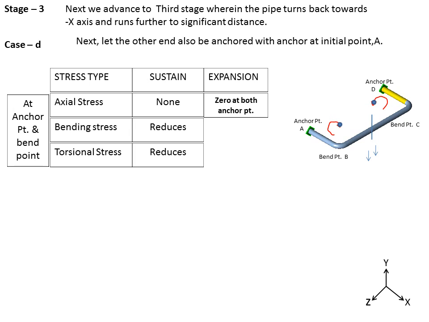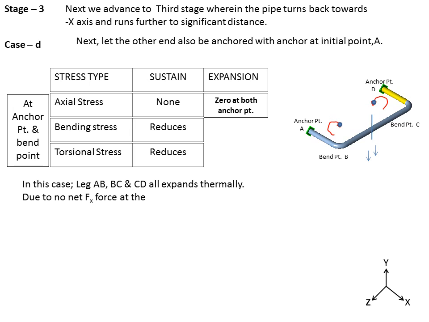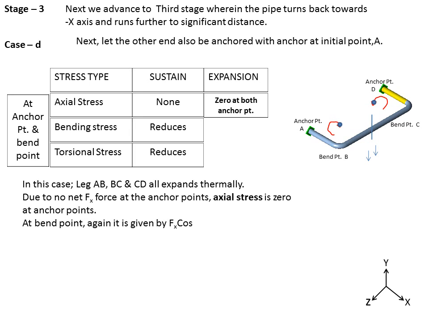Well, in expansion case, axial stresses are zero at the anchor point, which was not the case earlier. So we have no axial stresses at the anchor point, but they are present at the bend points. In this case, legs AB, BC, and CD all expand thermally, with no net force at the anchor point. Axial stress is zero at anchor points.